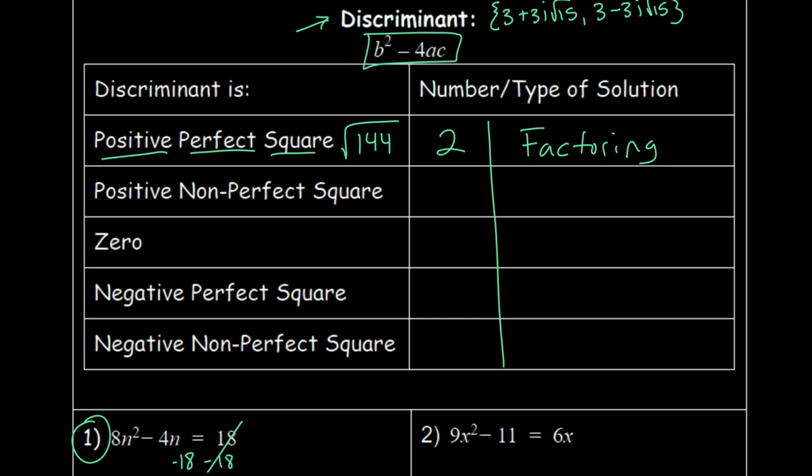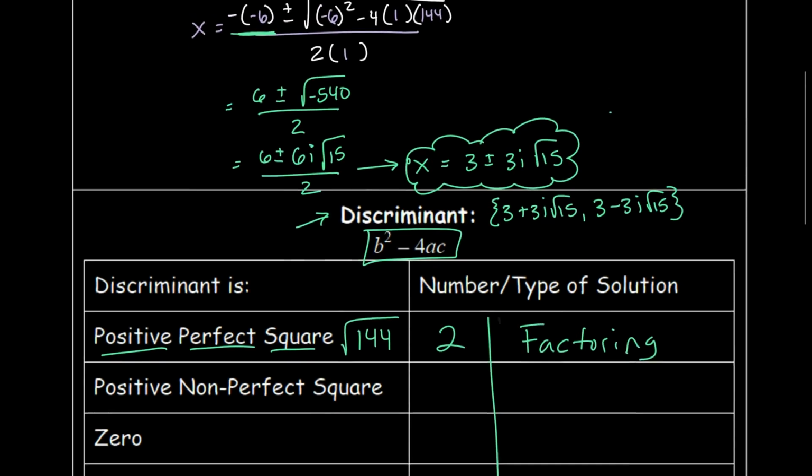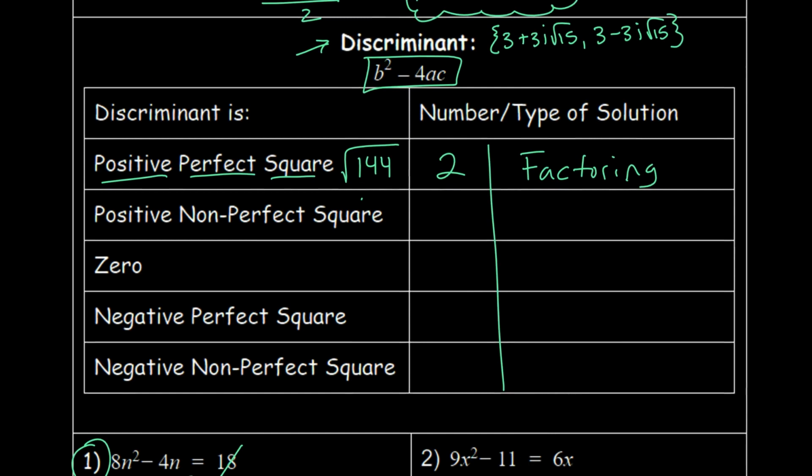What if it's a positive non-perfect square, like 540? How many solutions do you think we're going to end up with there? Is it still plus or minus before that discriminant? Yeah, it is. So we still have 2. Now, this is not a perfect square. So what do you think is the easiest way to solve this one? It is the quadratic formula.